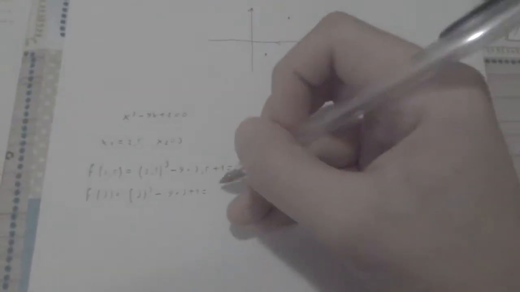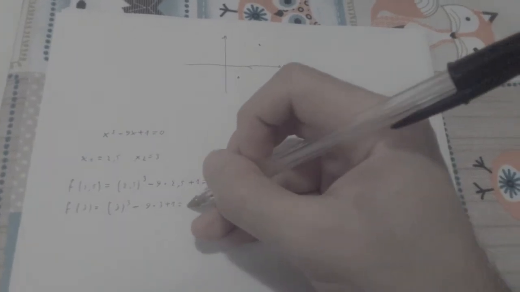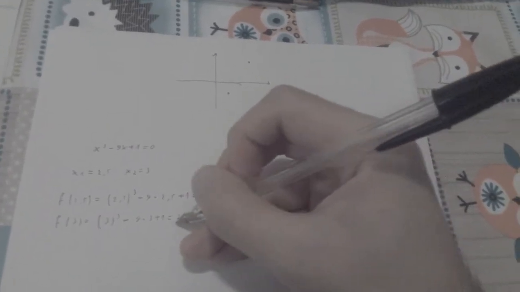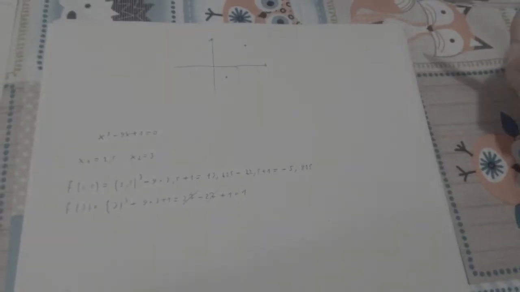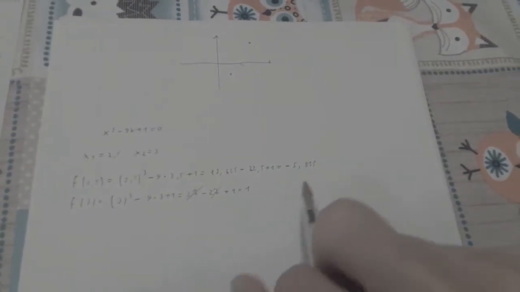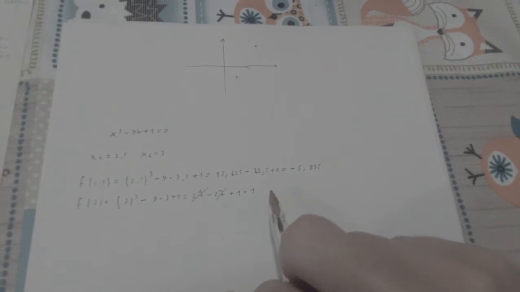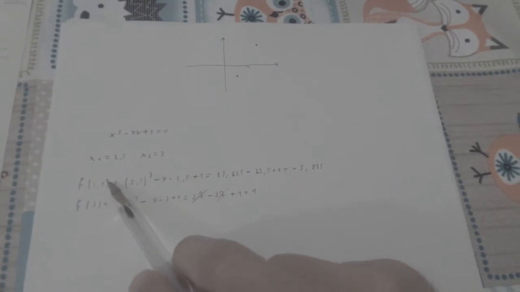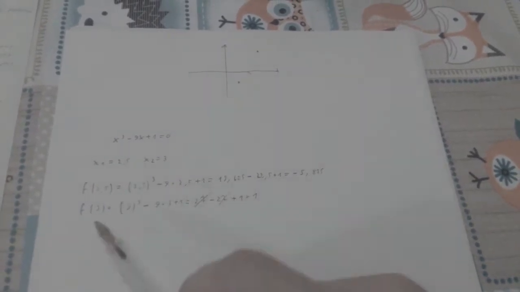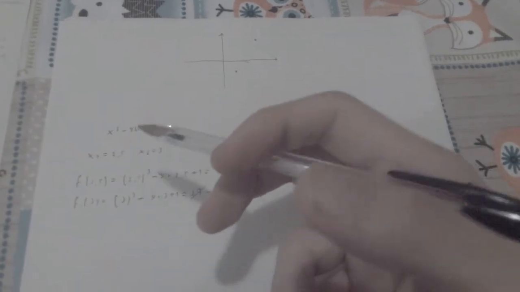Let's see what happens at 3. If I plug in 3, I'm going to have 3 cubed minus 9 times 3 plus 1. This is going to be equal to 27 minus 27, so those two cancel each other, plus 1. So this is actually going to be equal to 1. There you go. We have a negative value and a positive value. Since the function is continuous, there must be a point between 2.5 and 3 in which the function is 0. It just crosses the axis.